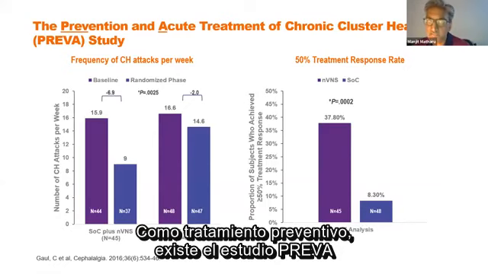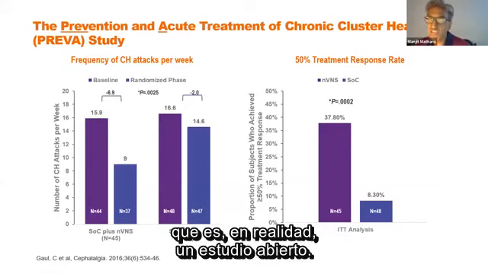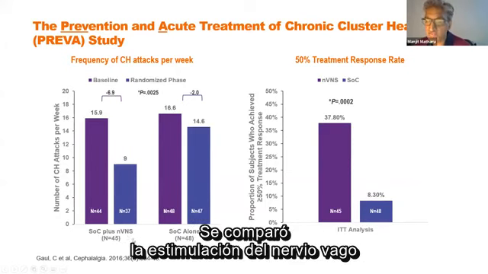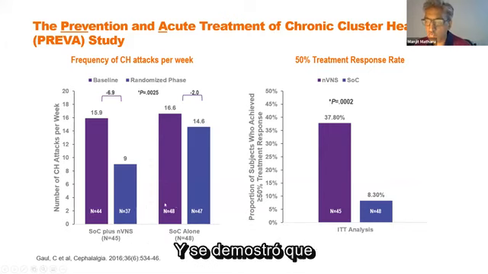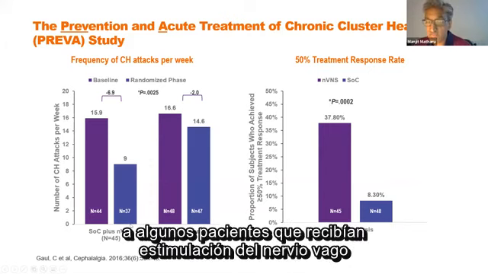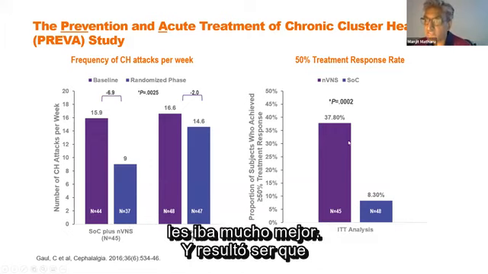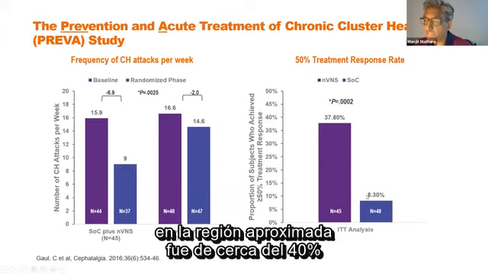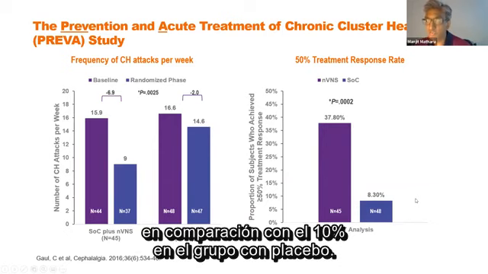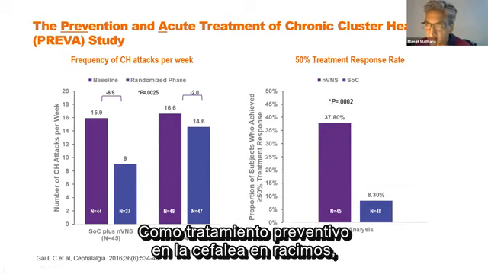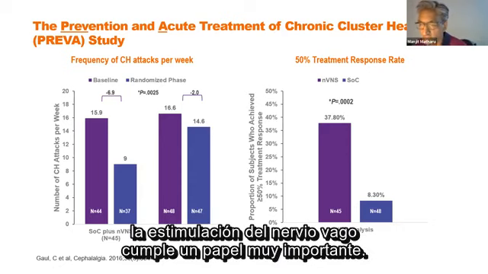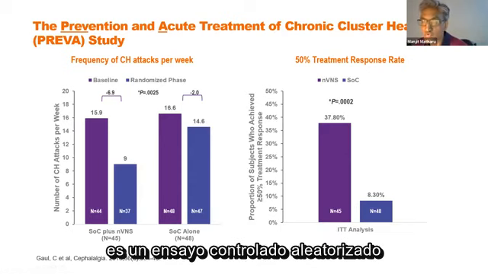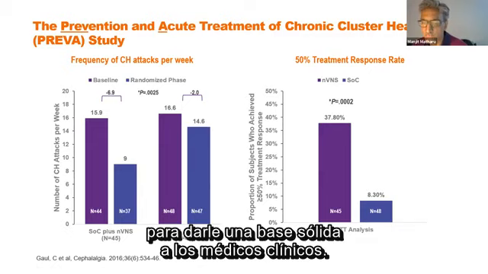As a preventive treatment, there's the PREVA study, which is in fact an open label study. It was standard of care with vagal nerve stimulation versus standard of care alone. And what they showed was that patients who have vagal nerve stimulation do much better. It turns out that the 50% responder rate with vagal nerve stimulation was in the ballpark of about 40%, compared to about 10% for the control group. So as a preventive treatment in chronic cluster headache, vagal nerve stimulation clearly has a role, though what I think is really needed is a randomized controlled trial to put this on a firm footing for clinicians.